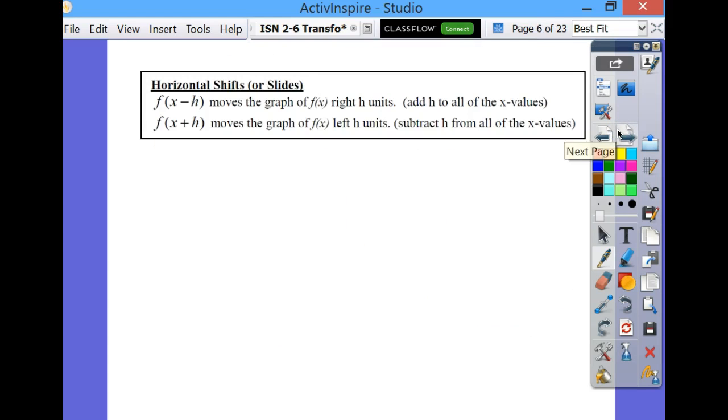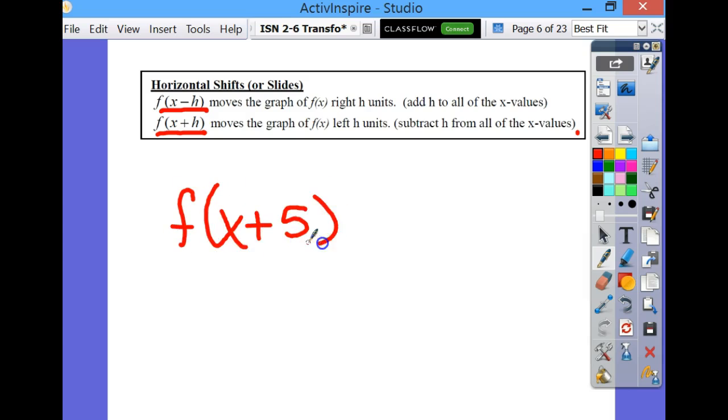Going on to the next transformation we are going to do horizontal. Which way is horizontal? Left and right. That would be the x direction, right? The x direction goes left and right. And the way we're going to know that it's going to go in the x direction is this is in the parentheses with the x. You see that in your little box there? If this number is in the parentheses with the x, it's going to act on the x. It's either going to move it to the left or to the right.